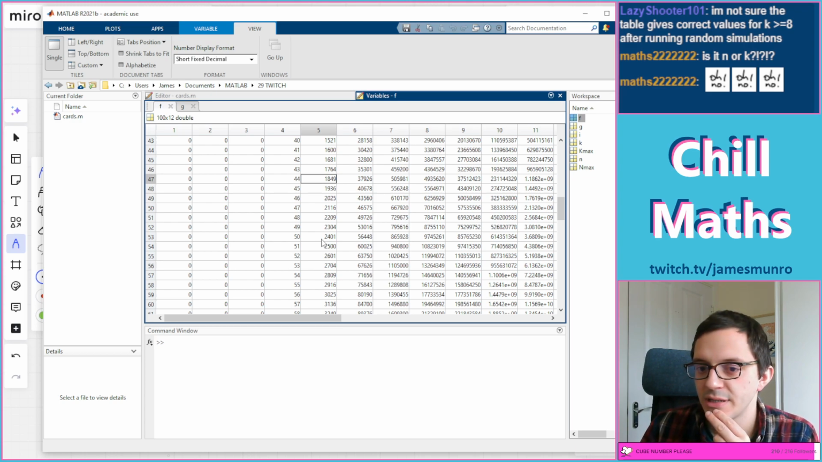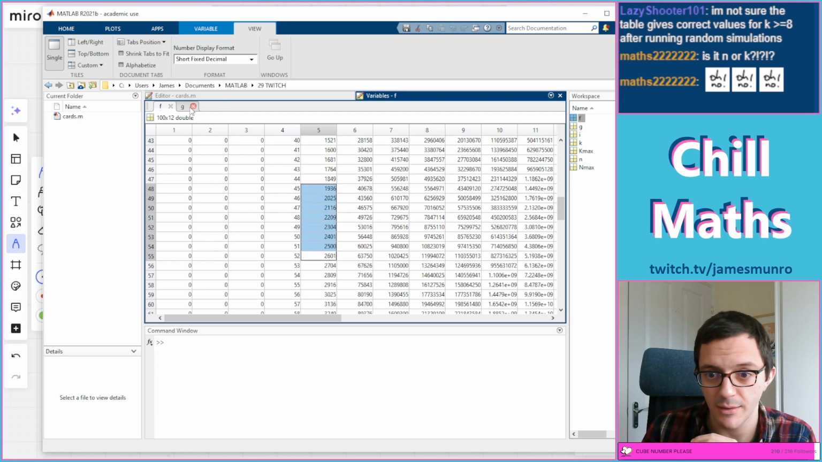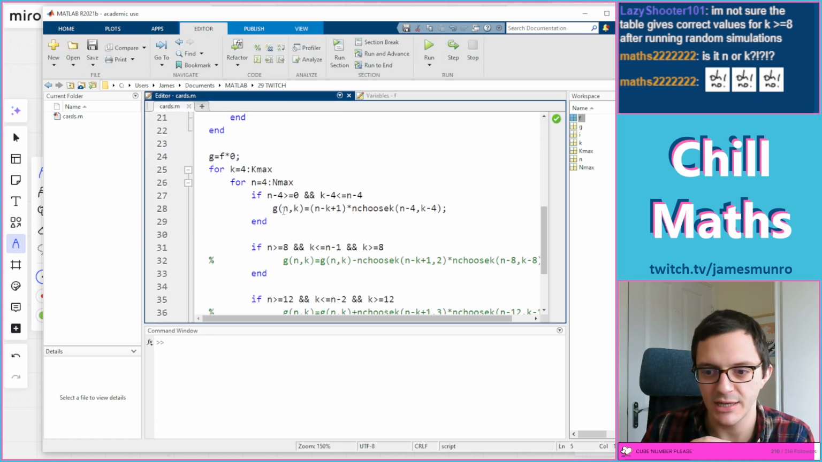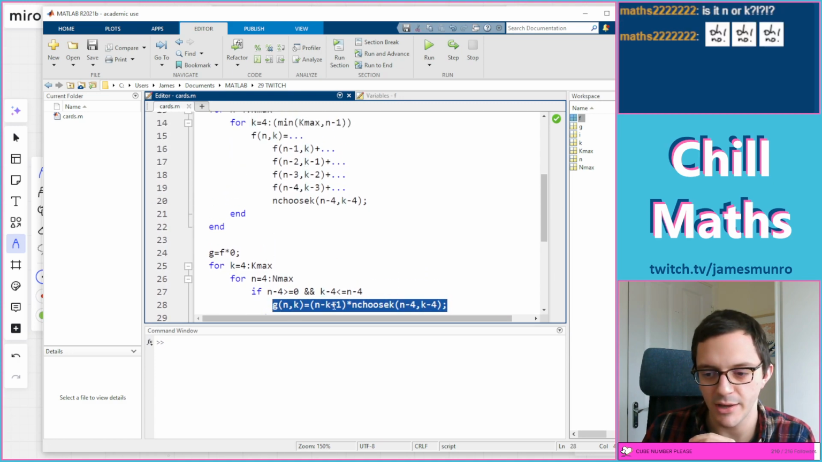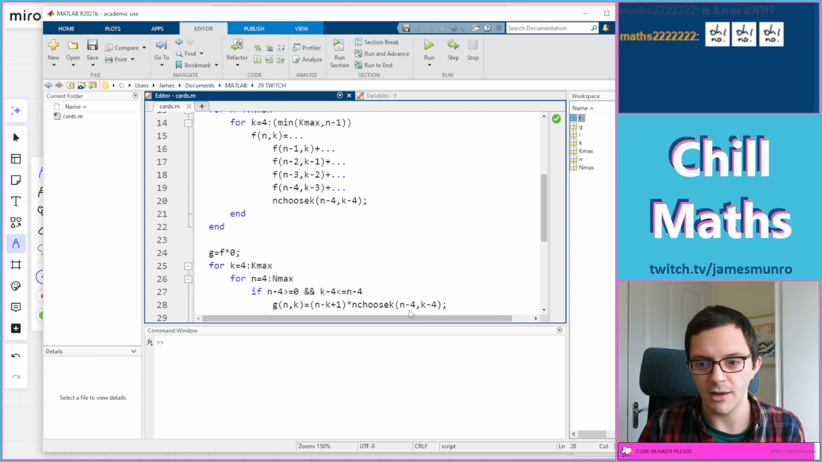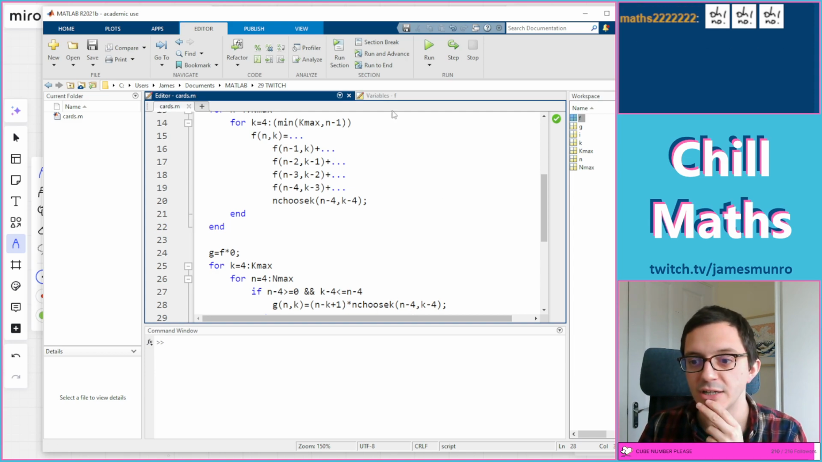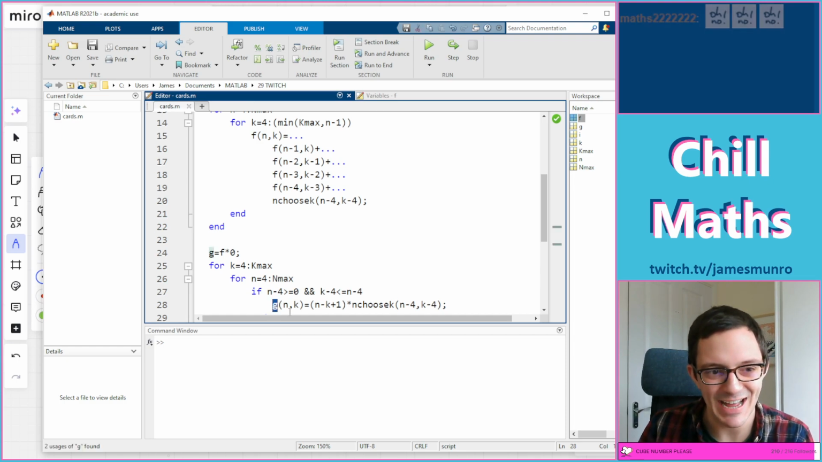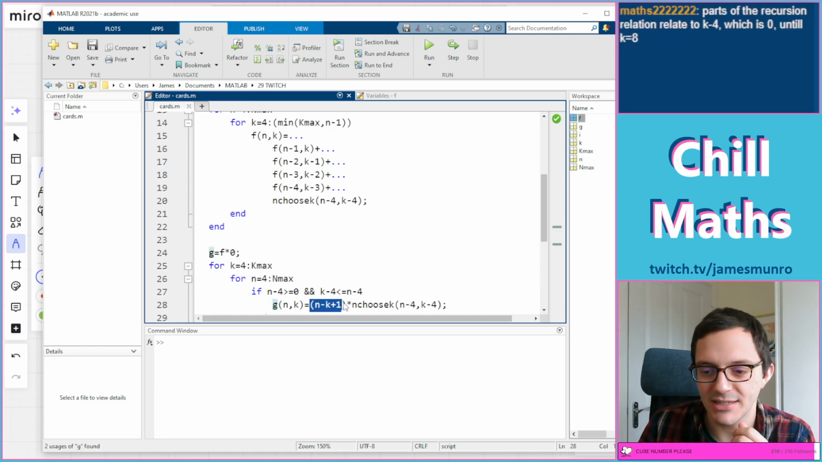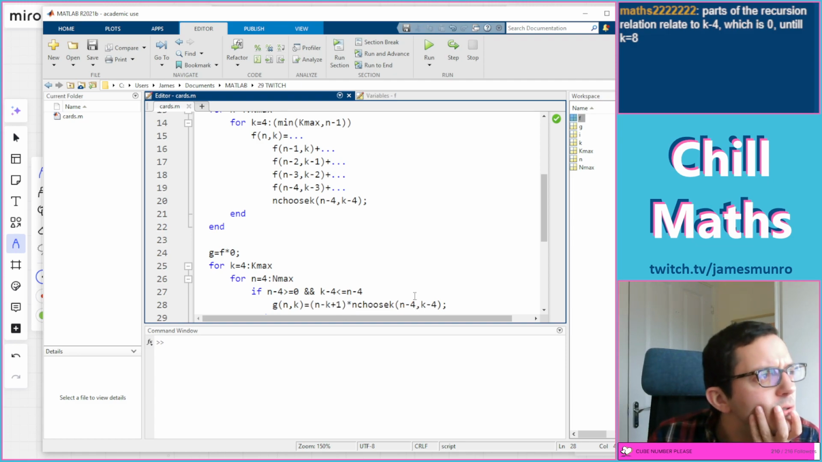Yeah, this table doesn't give the right answers if k is greater than or equal to 8. It says lazy shooter 101, and I agree with lazy shooter, I think. And they've done some simulation. We can also do some calculation in here. So I've got a pretty simple formula down here to just do that choose function so that we can compare. So if I calculate this, then I'll get g as well. G is kind of my comparison. It's not the function f, it's the next letter of the alphabet to do n minus k plus 1. Choose this. Relate to k minus 4.